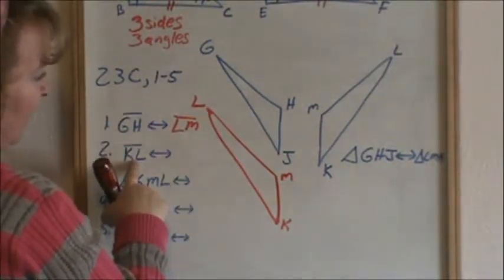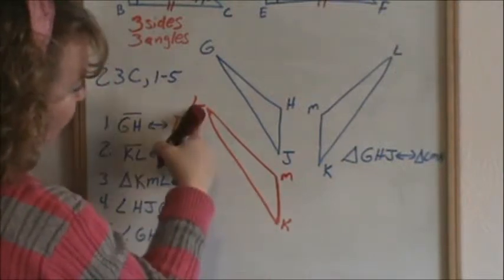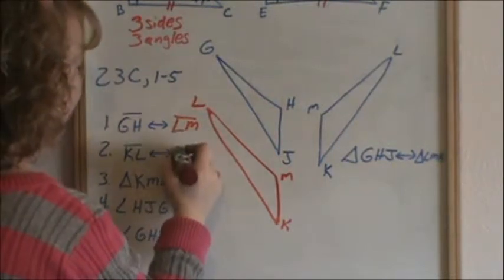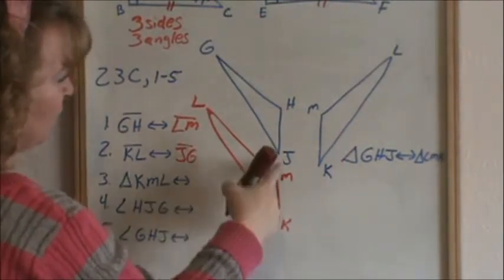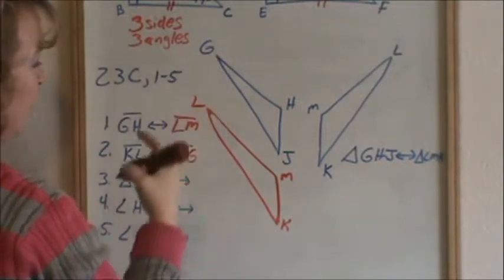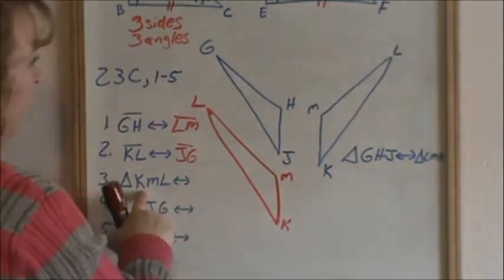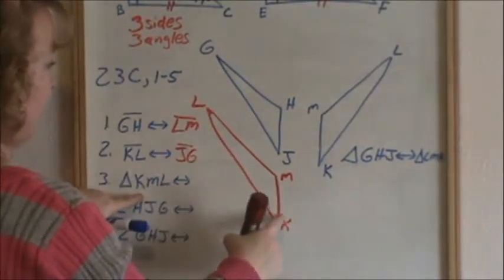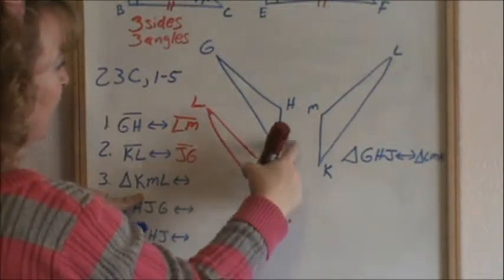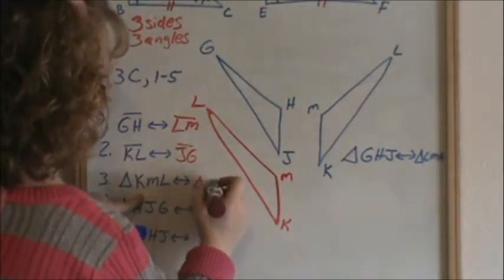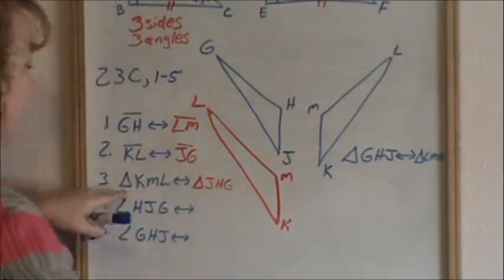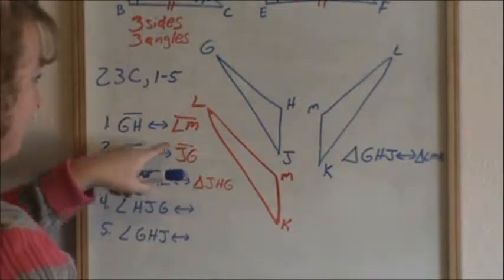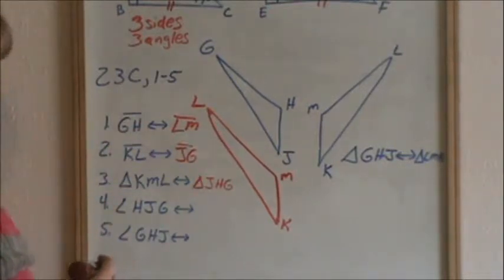Alright, line segment KL. If we're going to go from KL onto this triangle, then we would go JG on that one. Because K corresponds with J and L corresponds with G. If we're going to say triangle KML, then we say triangle JHG. Make sure and get the right symbol. If you have a triangle symbol in front, use a triangle symbol here. Line segment symbol or angles. So make sure you're using the right symbol.